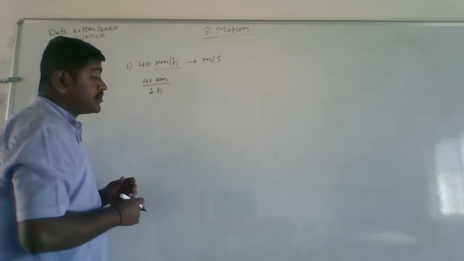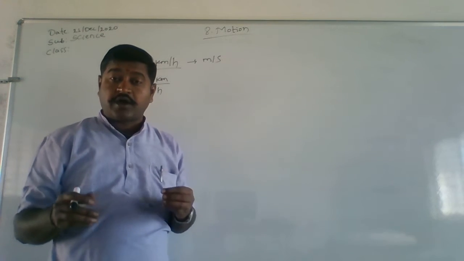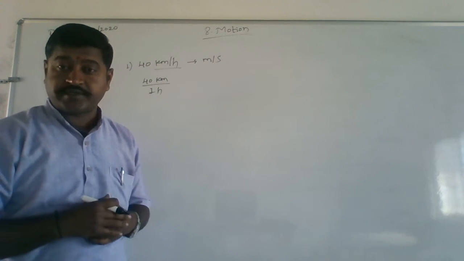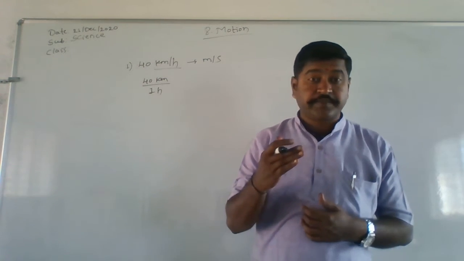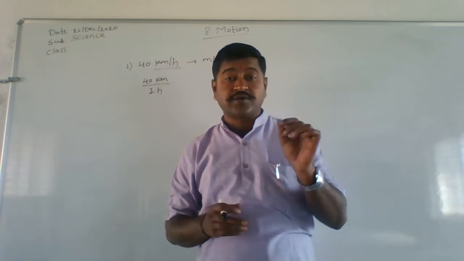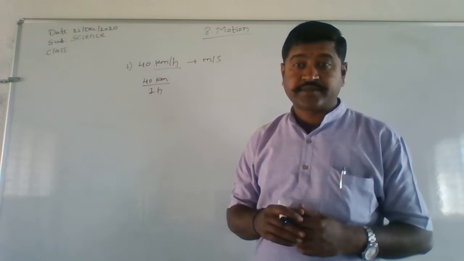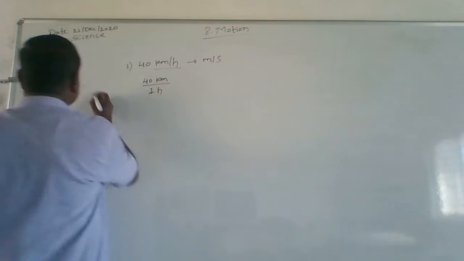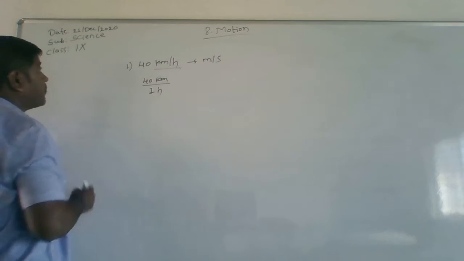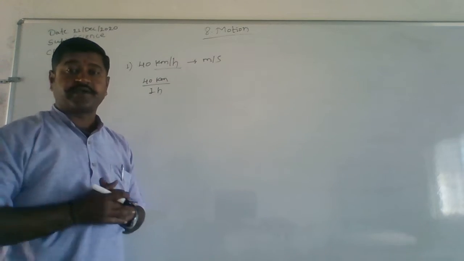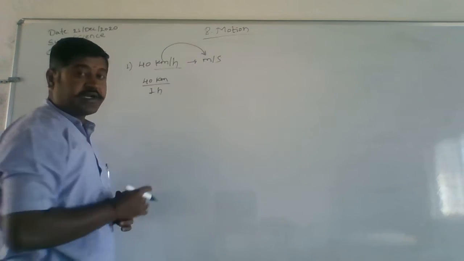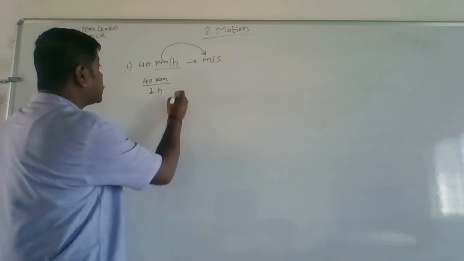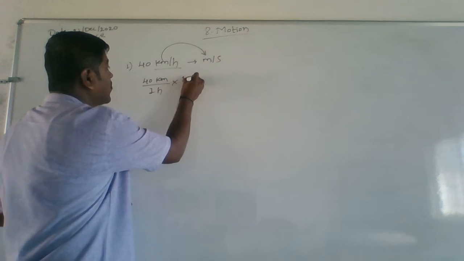Okay. So we should know how many meters make 1 kilometer. How many meters make 1 kilometer? That is basic, we should know. So 1000 meters make 1 kilometer. Is this clear? So 1000 meter makes 1 kilometer. So what we have to do, this kilometer has to be converted to meter. Means we have to multiply by 1000 meters.